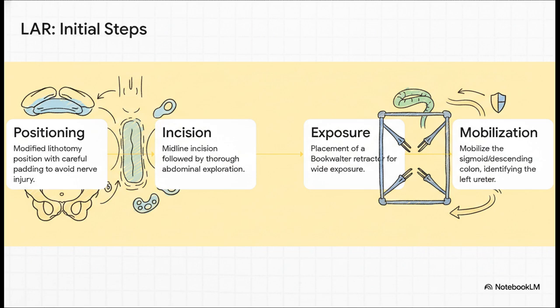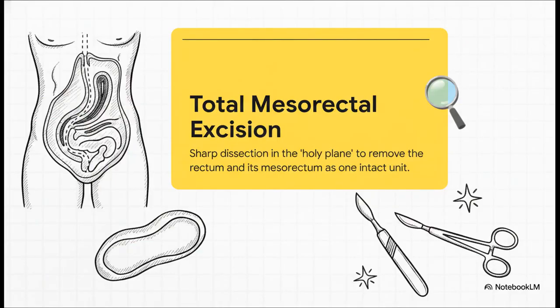We need to carefully sweep it away from our dissection plane to avoid injuring it. The cornerstone of modern rectal cancer surgery is, without a doubt, the total mesorectal excision, or TME.